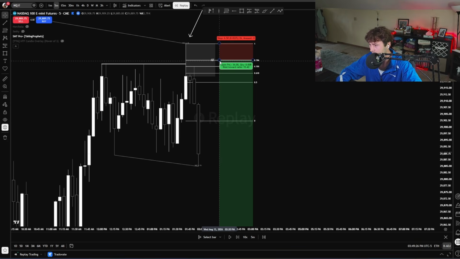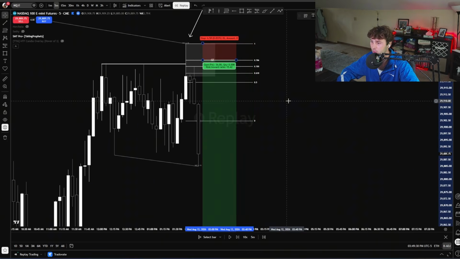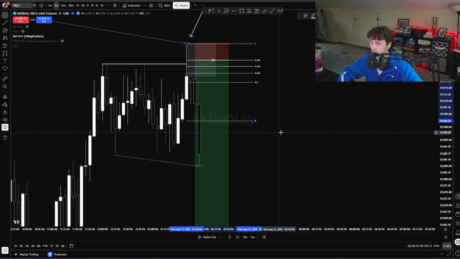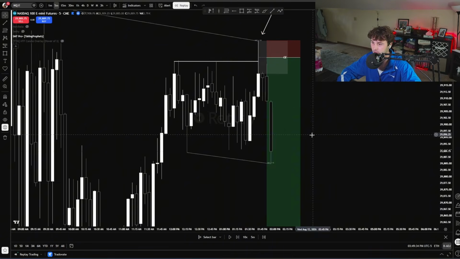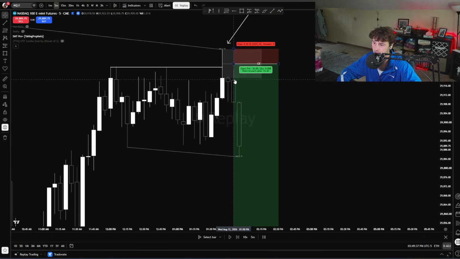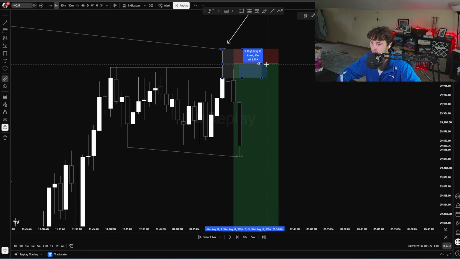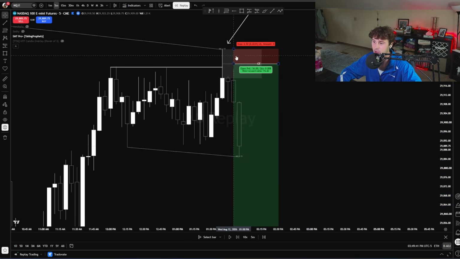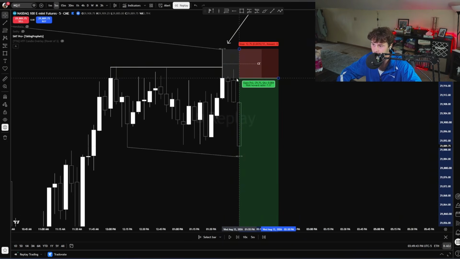But the issue with this, you can already see, is for this example, you wouldn't have even got entered into this trade. Now, obviously the fib's not there, but let's just say we were doing the CE. You wouldn't have got entered because price tapped the start of the rejection block, didn't make it up here, and then we dumped, right? So that's what happens sometimes if you stick to the CE.